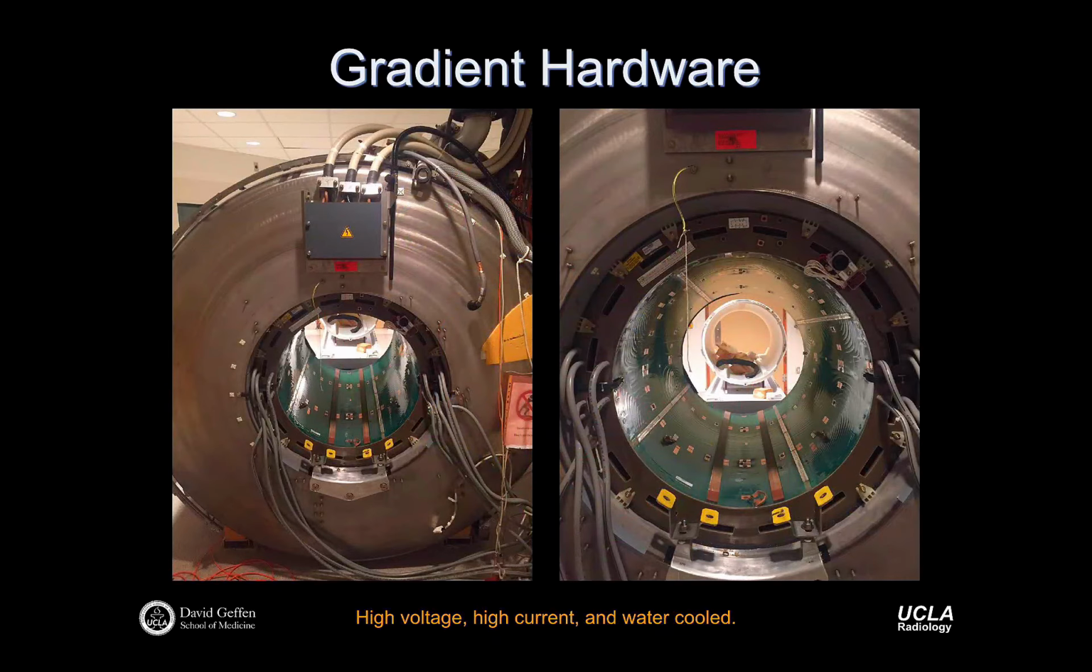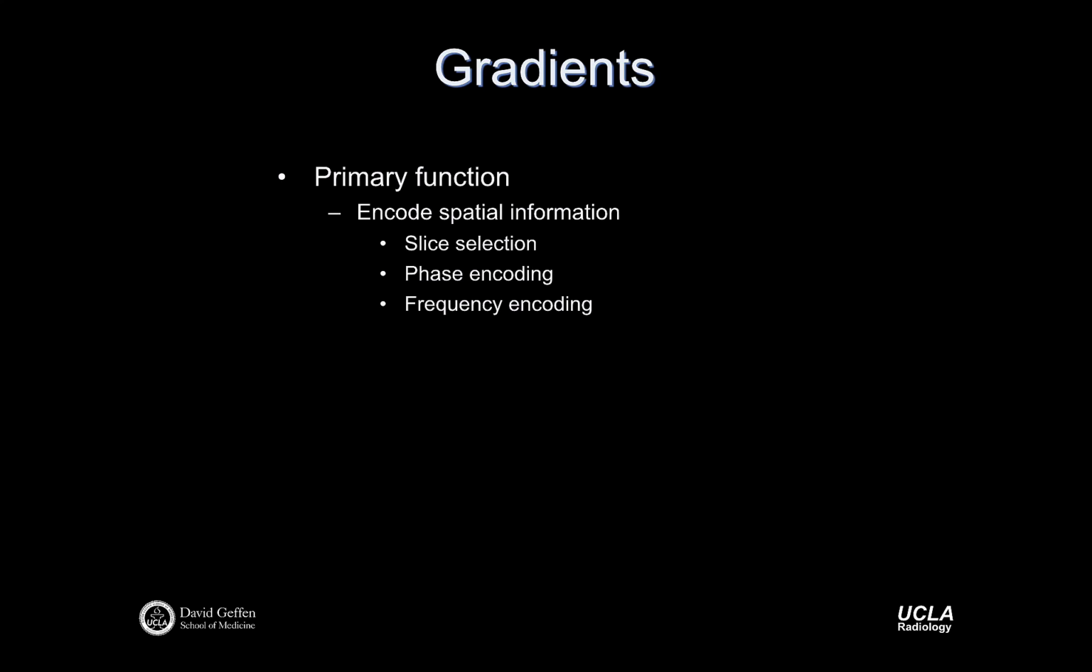Okay, so what do we know about the gradients? Well, I said this a little bit earlier, but the primary function is to encode spatial information. And for now, that's the main thing to remember. When we get into spatial localization and image formation, you'll see that there's 3 main components of that. We have to select a slice that we care about, and that could be any possible slice: oblique slices, double oblique slices, coronals, sagittals, axials, whatever. You have to excite a slice.